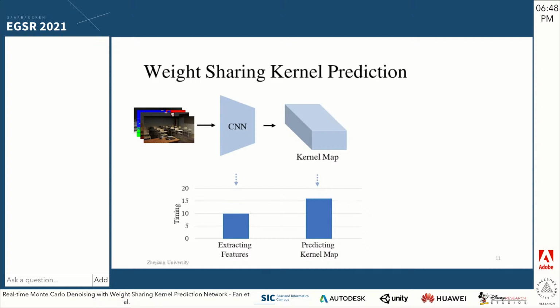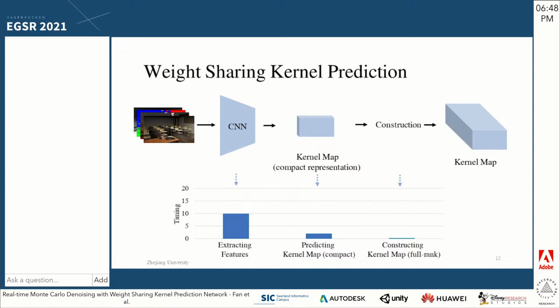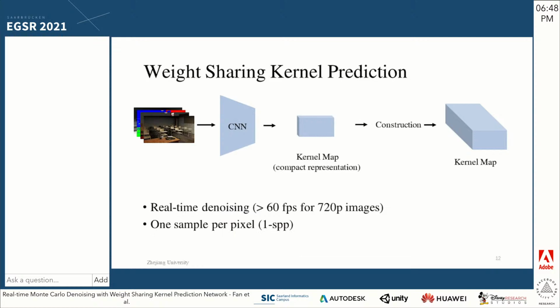Our intuition is, there exists redundant information in the large predicted kernel map. And we can explore a more compact representation of the large kernel map, to reduce the throughput of the neural networks. Then followed with a high-efficient constructor, we can construct the full-rank kernel map with a negligible cost. This leads to our weight-sharing kernel prediction method, which extends the basic kernel prediction method to real-time speed while maintaining its denoising quality for 1SPP inputs.